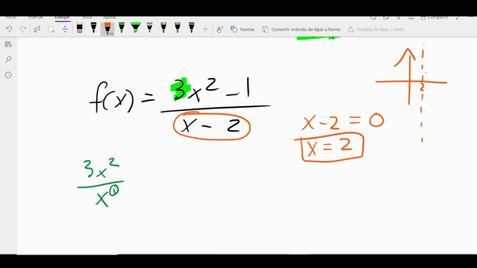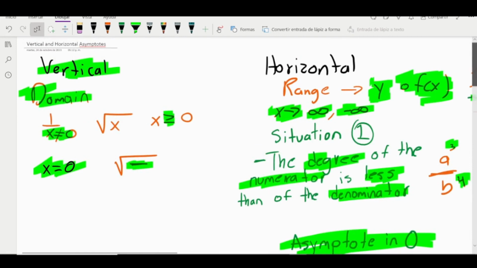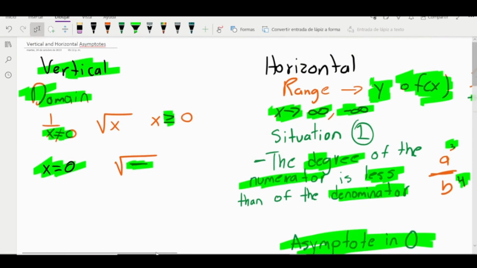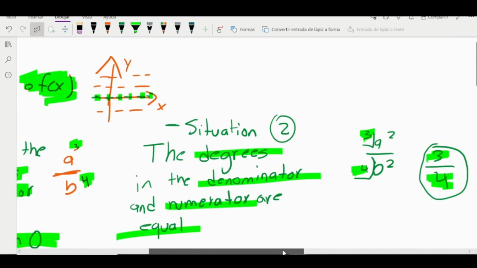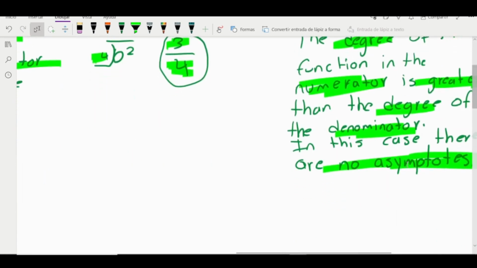Now, check this case. We have x squared and x to the 1. As you see, the degree of the numerator is greater than the degree of the denominator. So let's check which situation this one is. Is the numerator greater than the denominator? It's not the first one, and it's not the second one. It's the third one. So what happens here? We don't have horizontal asymptotes.